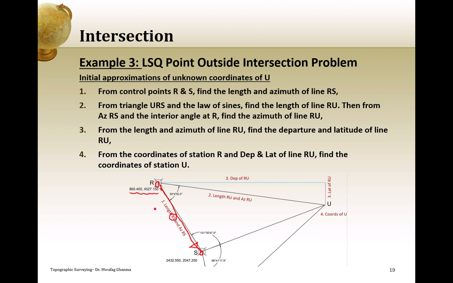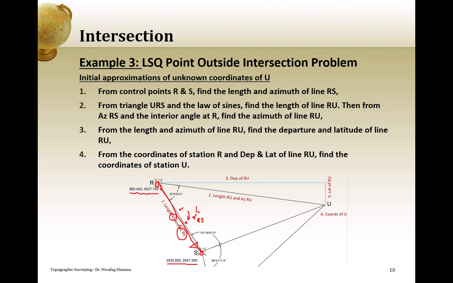We have it. It's a control point. We know it. So we know also the coordinates of the other point S. So we can calculate the length. Once we have the length here, we can also calculate the azimuth. The azimuth we can calculate it: delta E divided by delta N, and take the tan minus 1, and you do the quadrant adjustment. At the end, you will calculate alpha, the azimuth of line RS, and we have the line.